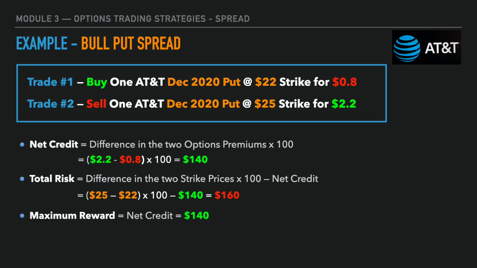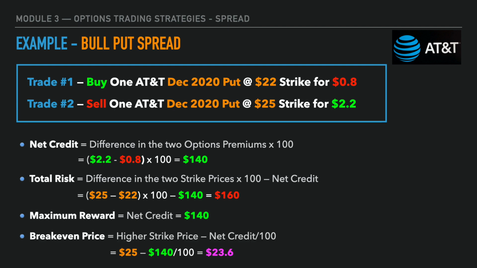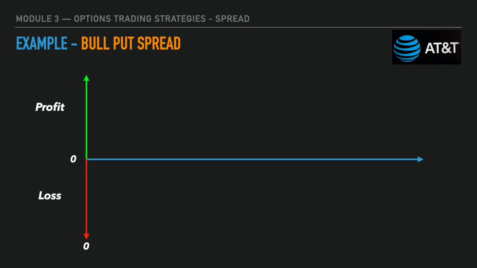Your maximum reward is equal to the net credit for this trade, which is $140. And finally, the break-even price will be the higher strike price minus the net credit divided by 100. So after the calculation, we can easily get that the break-even price is $23.6. Alright, once we have all these key numbers, we can now draw the risk graph for this bull-put spread trade.